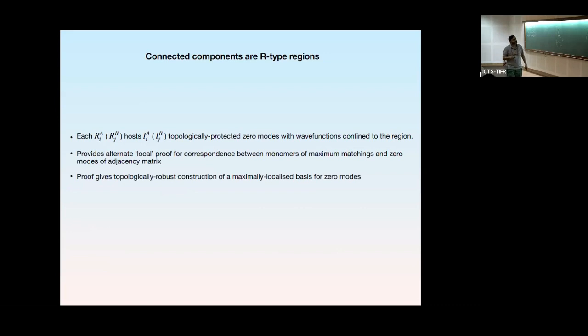They have a boundary, which is the locally minority sublattice, and the locally majority sublattice is in the bulk of the region. And so I can make these wave functions in these regions, right? So this is, if you wish, an alternate proof of that theorem of Edmonds or Longuet-Higgins. It's a local proof, and because it's a local proof, it gives me this construction of maximally localized modes.